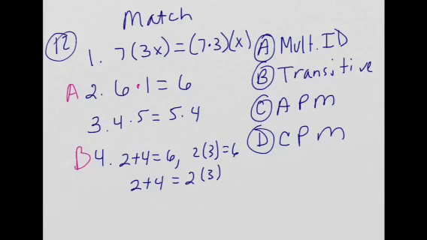APM, associative property of multiplication, means that we're going to be changing and moving around our parenthesis signs. So if we look at number 1, notice that the parentheses was multiplying the 3 and the x first, and now the parentheses is multiplying the 7 and the 3. So associative property of multiplication is going to be C. And CPM, which is commutative property of multiplication, means we're simply just moving the numbers around a multiplication dot. And that's going to be number 3.